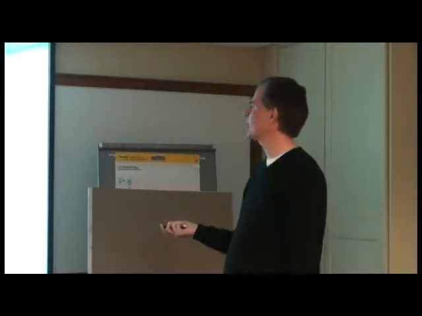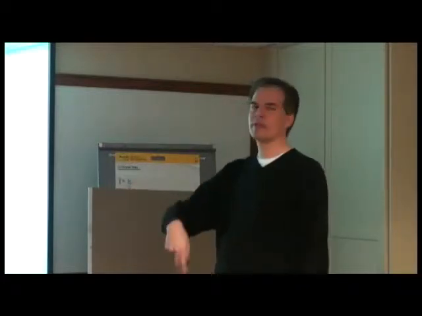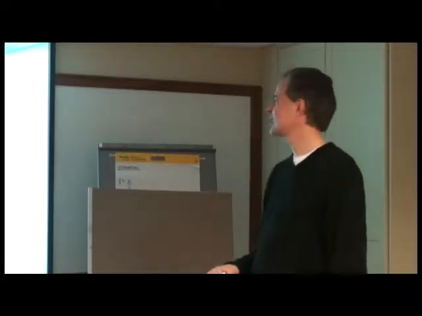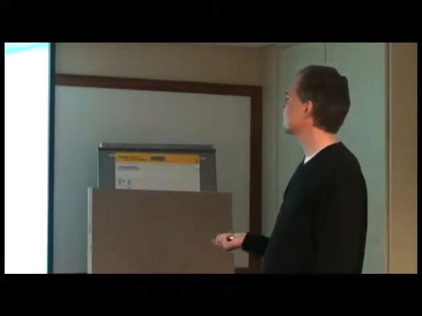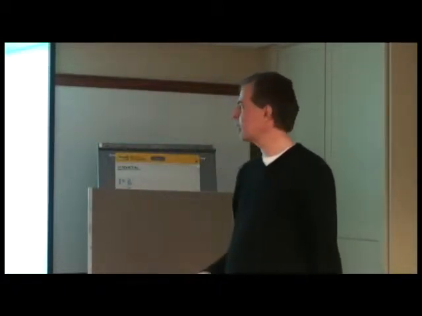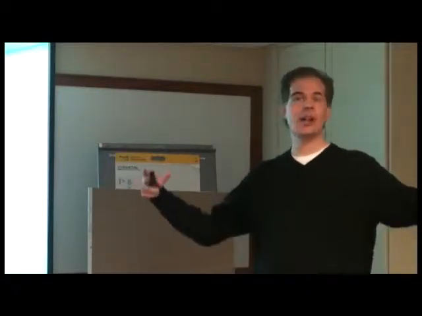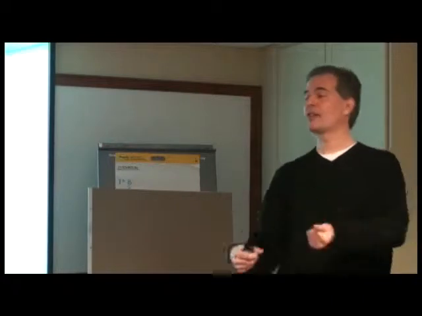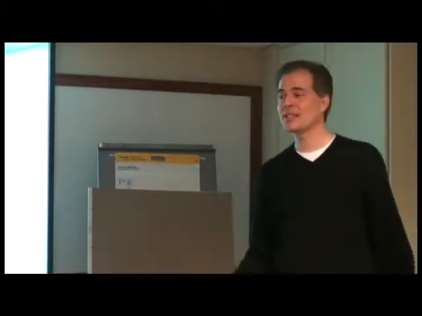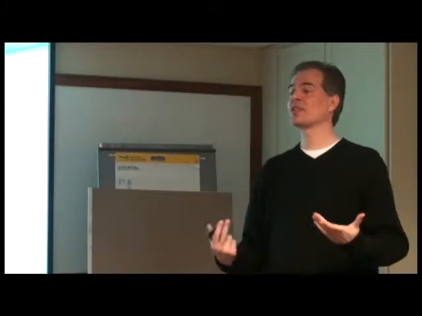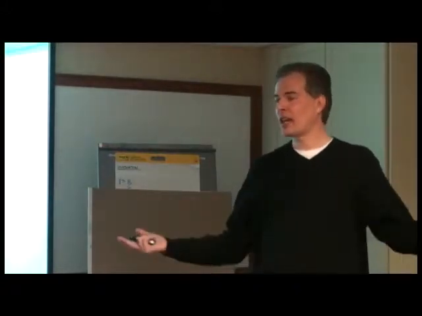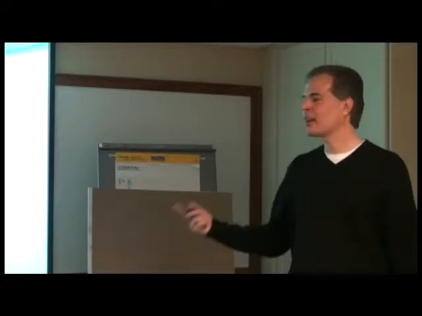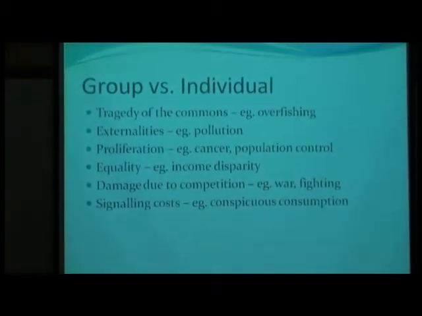Proliferation, population control, is the analog of cancer. Inequality, income disparity, we see that big time, with Wall Street and some of the things there. Damage due to competition, things like war and fighting and gang violence, are all things which are in the individual's interest but not in the society's interest, and we need to find mechanisms to deal with that. Signaling costs: in order to prove that I'm wealthy, I need to drive a fancy car, even though the fancy car doesn't really help me get places better. So it wastes the resources of society on signals that don't actually do anything. There are a lot of signaling costs that are good for individuals, bad for society, and so mechanisms for stopping that are important.